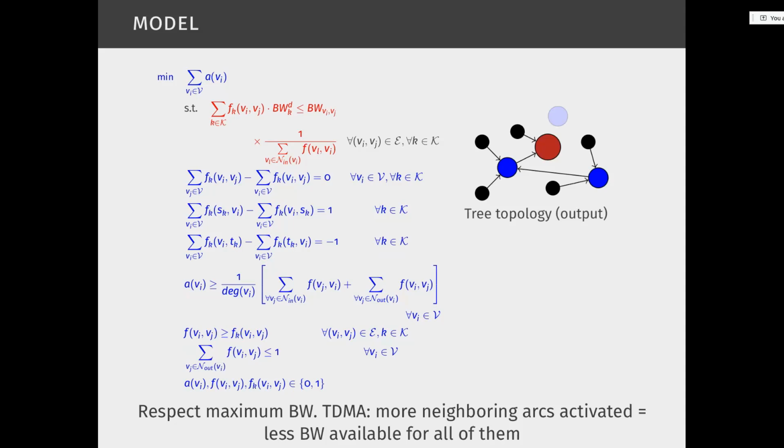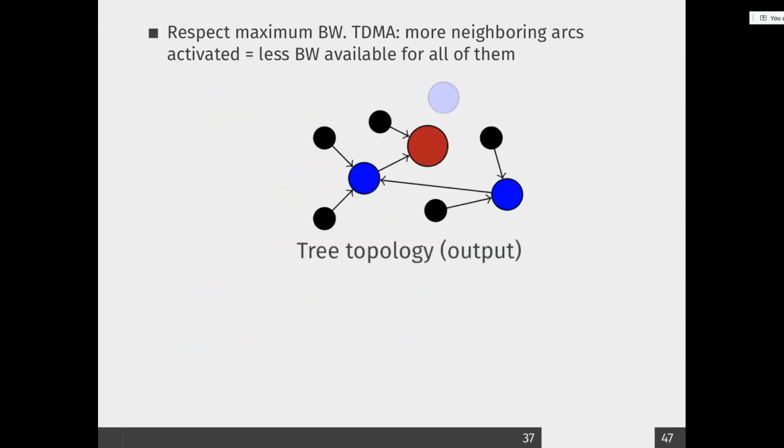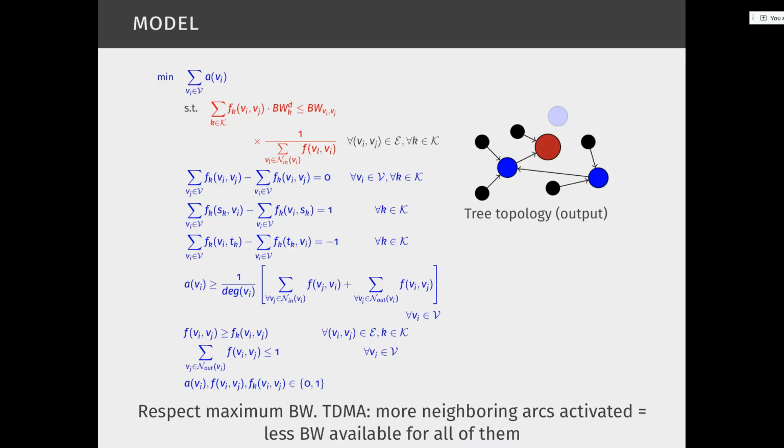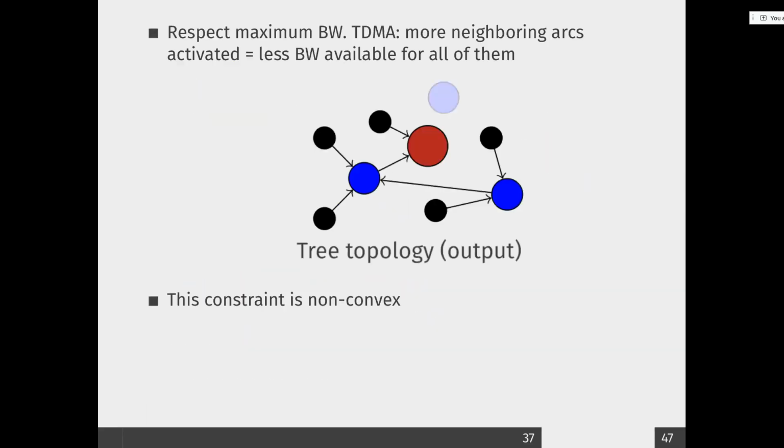So what it tells you is that if you have several inner arcs turned on for a node, then the bandwidth available is divided because there's only one radio interface. So for example, if you take this node here, there's 3 arcs pointing at it, which means that the capacity those nodes have access to is divided by 3. So this means basically we assume that the scheduling is done in a round-robin fashion. So this is the challenging constraint because it's nonlinear and non-convex.